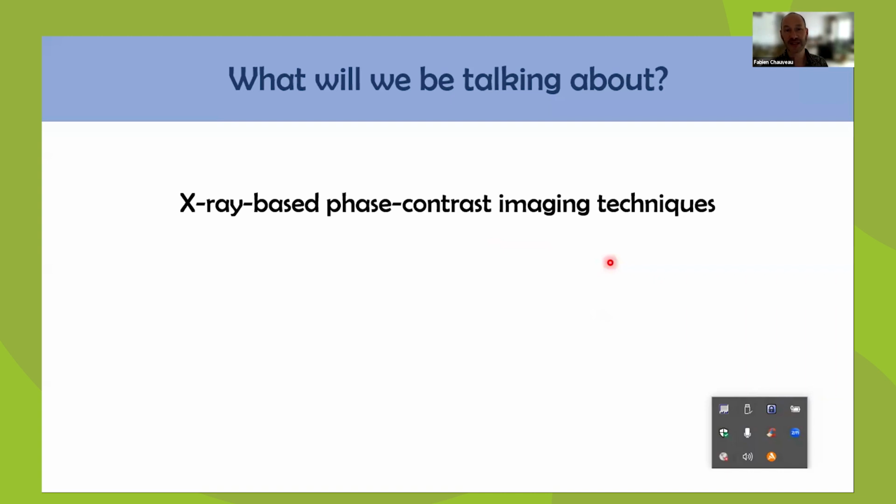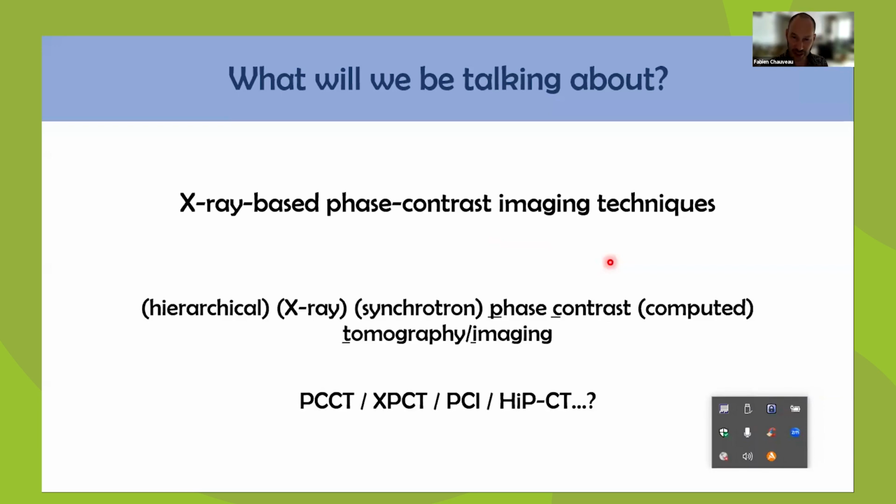So the first thing is to define or to name what we will be talking about. We're talking about a set of techniques that are X-ray based, that use X-rays to produce phase contrast imaging. This is not so simple, because if you look in the literature, there are a lot of different acronyms. For example, some call those techniques PCCT or XPCT or PCI or hierarchical phase contrast CT. This is a bit problematic when you are new to this, and there's no simple way to search for the technique on PubMed, for example.